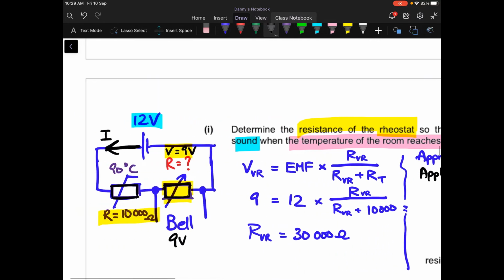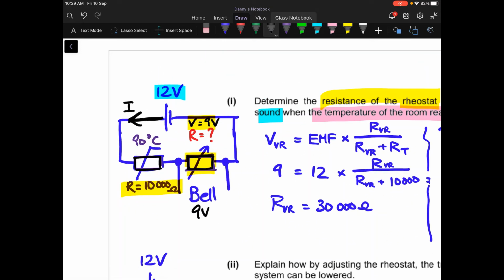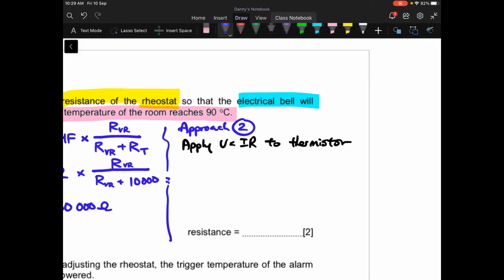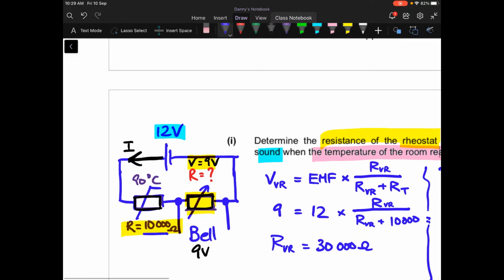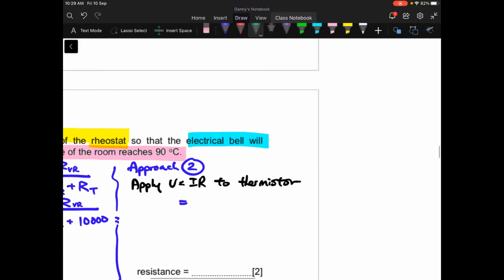So you may be asking me, teacher, how do you know that you should apply to the thermistor first and not the variable resistor first? You can do the other way, but why I do that is because since I know the resistance of the thermistor, now I can sub in value, the PD across the thermistor, because my EMF is 12 volt and I have already used up 9 volt on the variable resistor, so meaning that down here the voltage will be just 12 minus 9, which is going to be 3 volt.